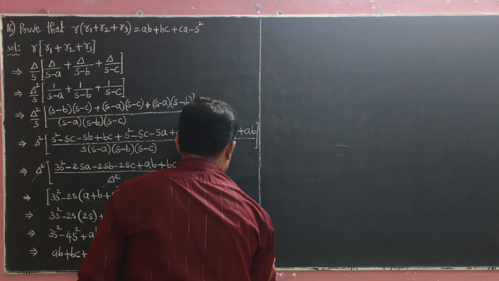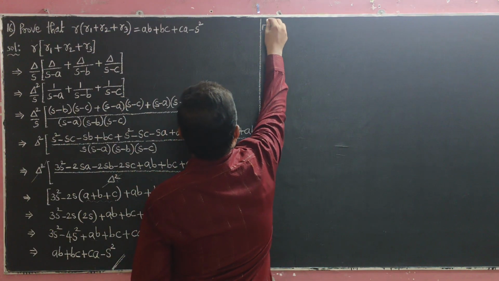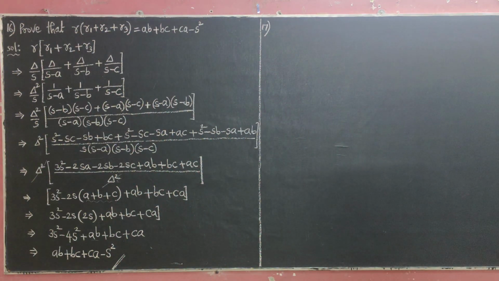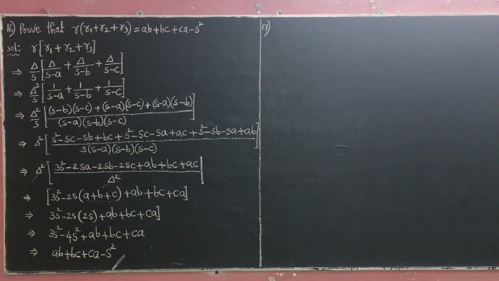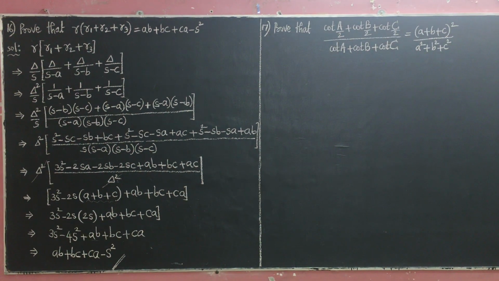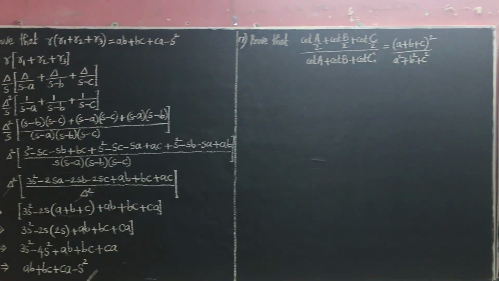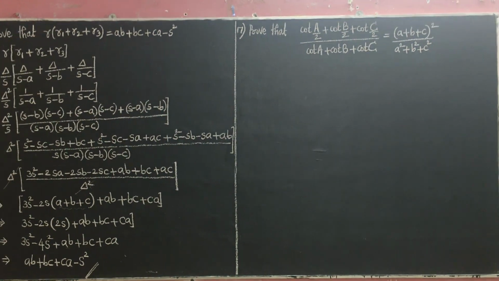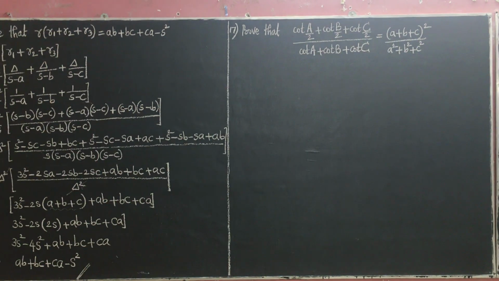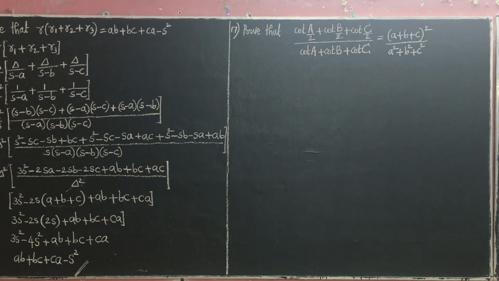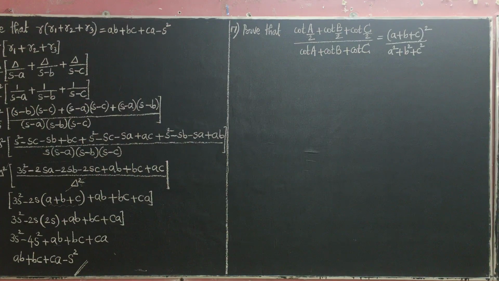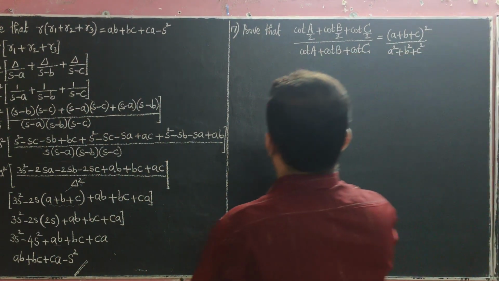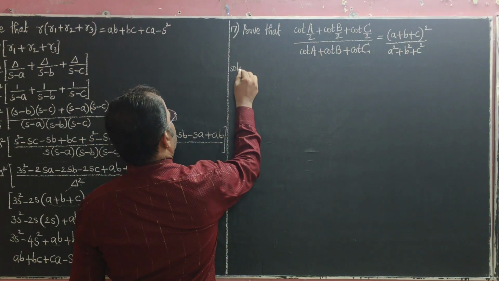Now the next problem is the 17th long question of trigonometry. Okay, I will write the question. Right. The next question is the 17th one. Prove that cot A by 2 plus cot B by 2 plus cot C by 2, divided by cot A plus cot B plus cot C, equals (a plus b plus c) whole square by (a square plus b square plus c square). Okay, right. So the solution. Observe the question.